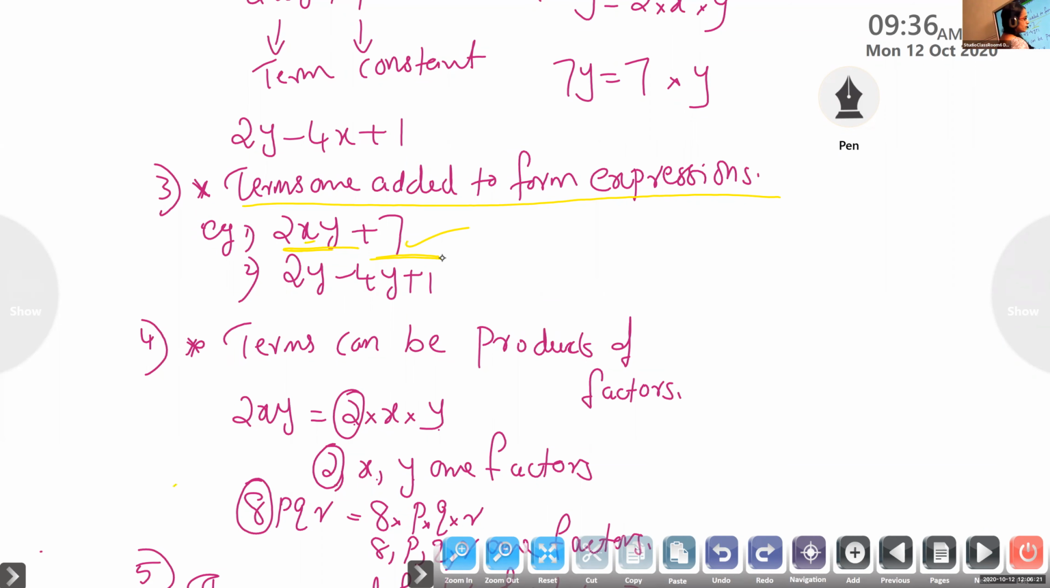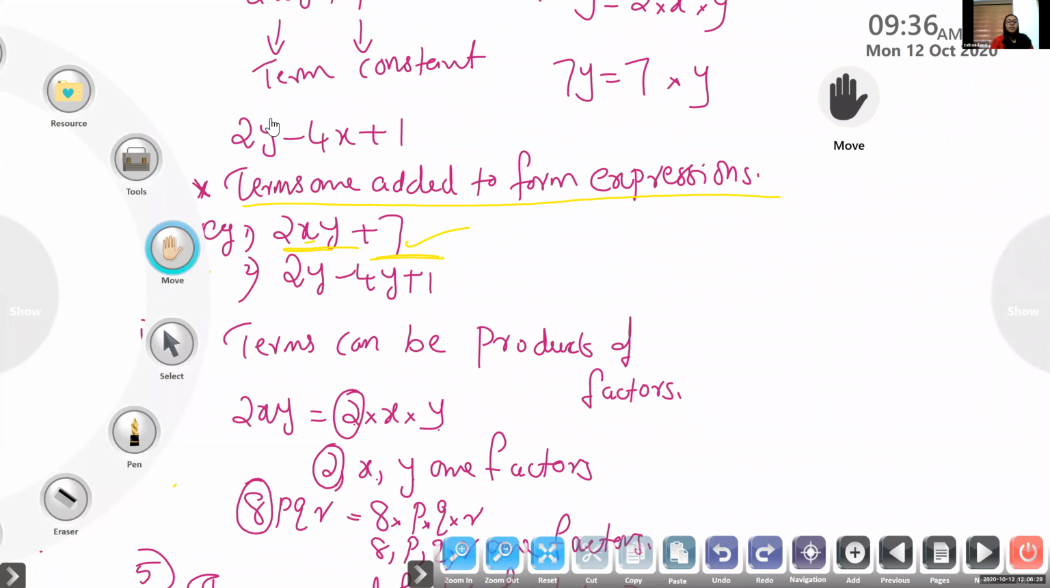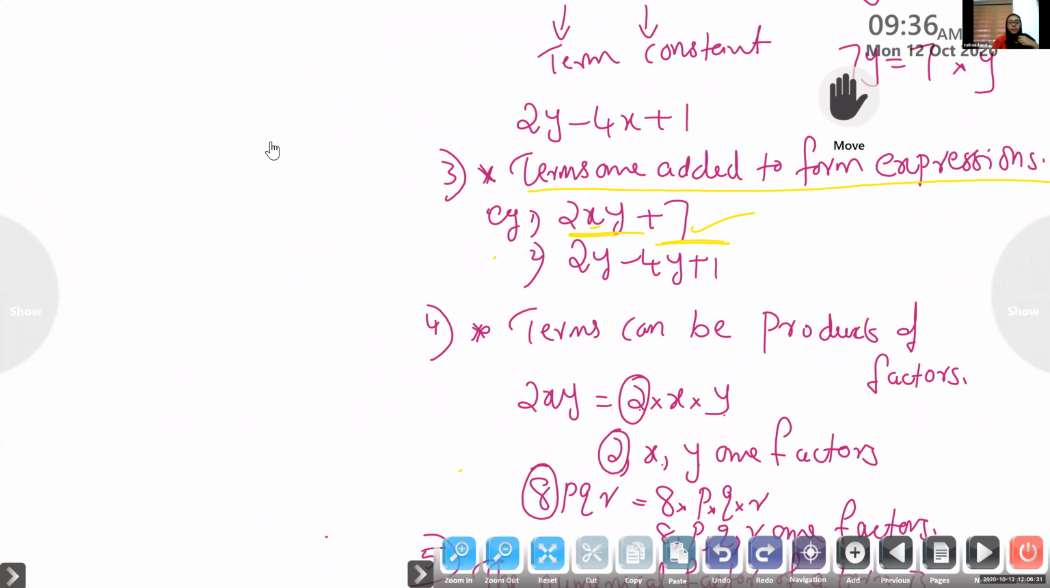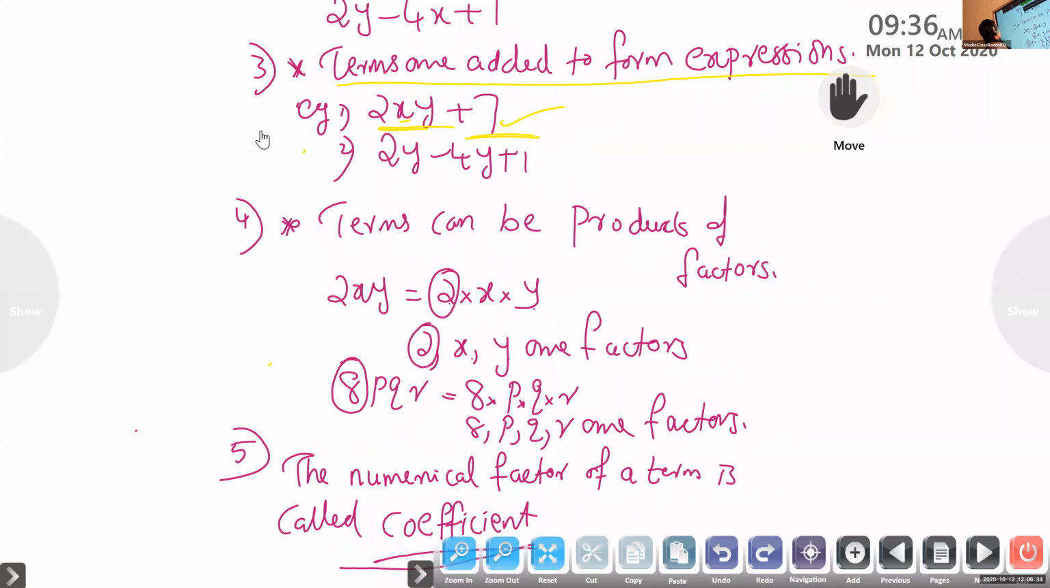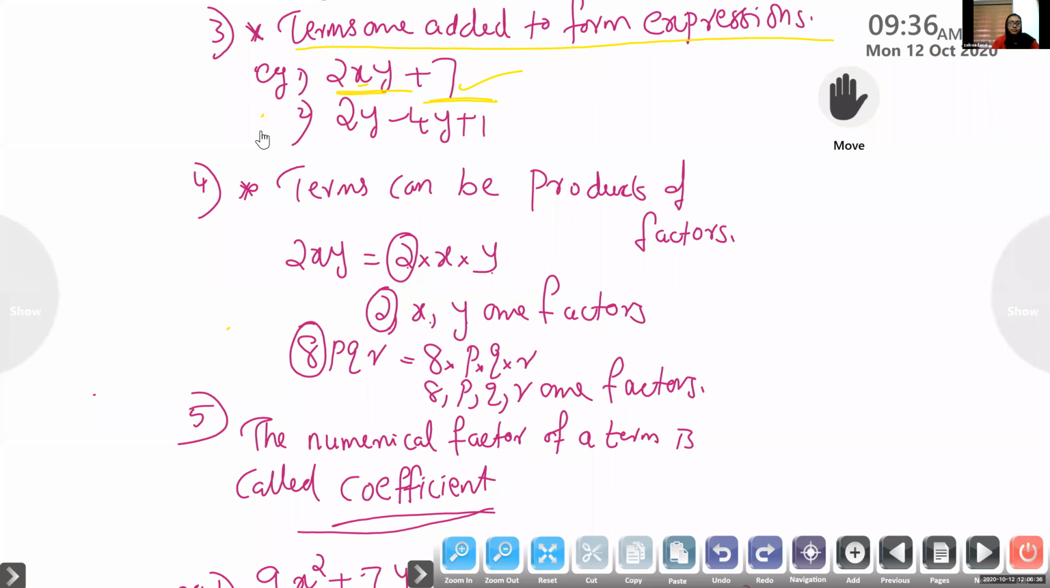Okay, Saiba, read the fourth point. Terms can be products of factors. See, 2xy is 2 into x into y. 2, x and y are the factors. In 8pqr, 8 is a factor, p is a factor, q is a factor, and r is also a factor. So 8pqr are factors.